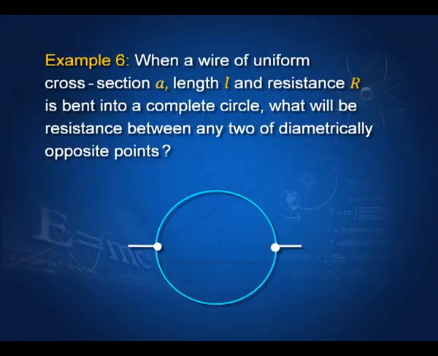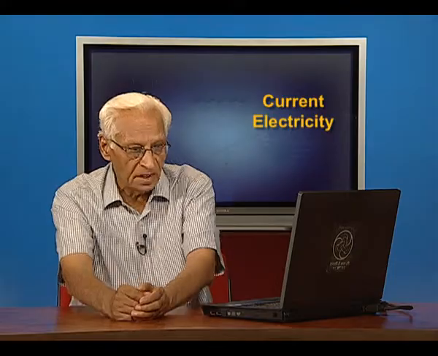Another example: when a wire of uniform cross section A and length L and resistance R is bent into a complete circle, what will be the resistance between any two diametrically opposite points? So, these are diametrically opposite points. So, what happens in this?